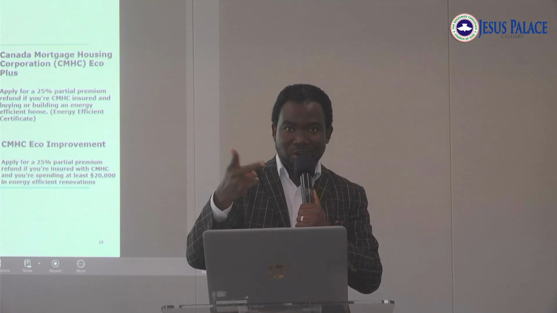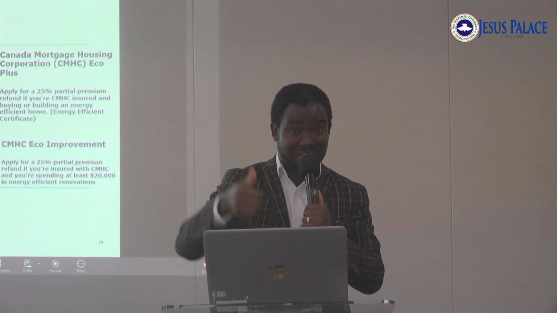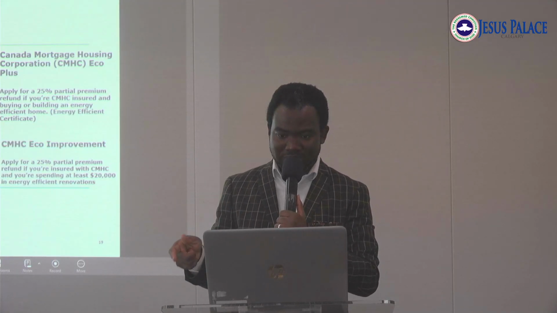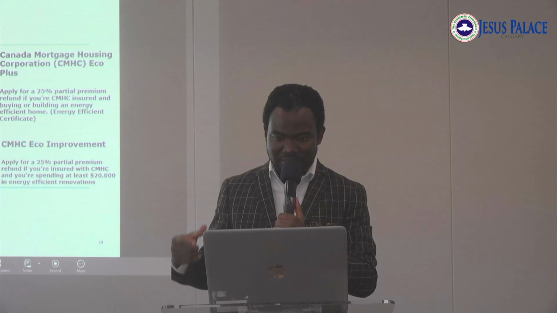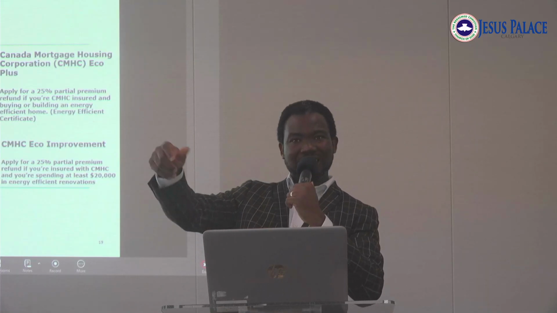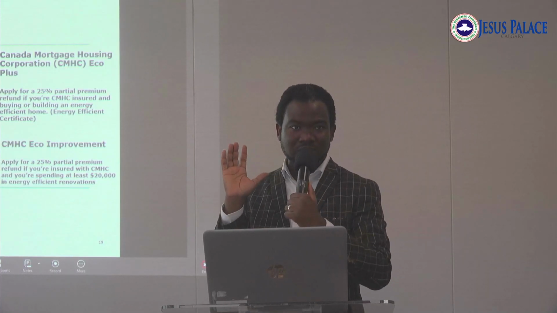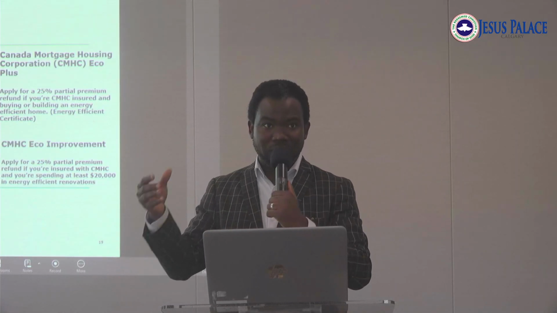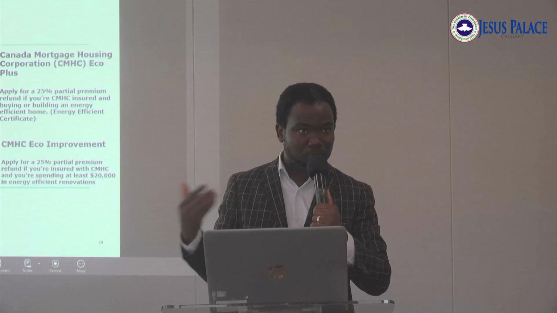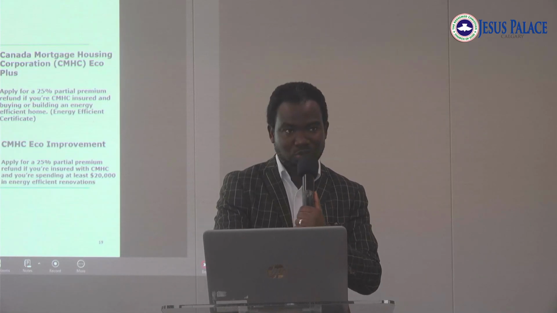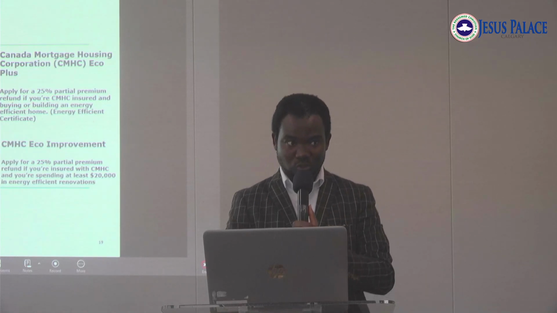If you bought your house within the last 2 years, it's something that you can still take advantage of now. Eco improvement, yes, CMHC eco improvement. That is also 25%, but that is if you probably bought a relatively old house and you want to make some improvements to make it energy compliant. Whatever you spend to improve the energy efficiency of the house, you can claim 25% of that also. So just for us to note that.